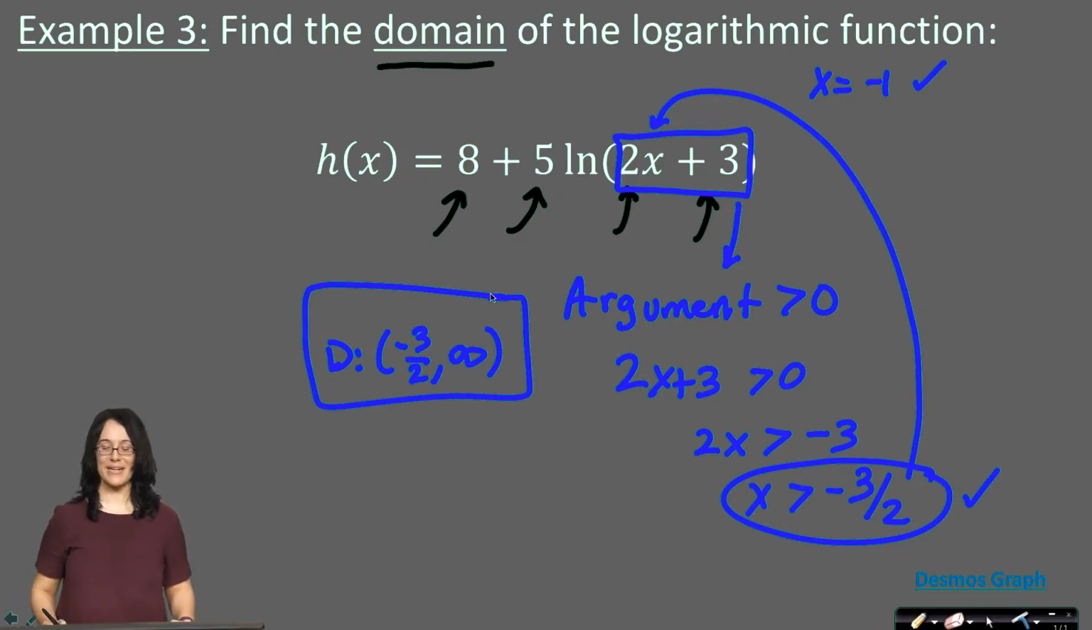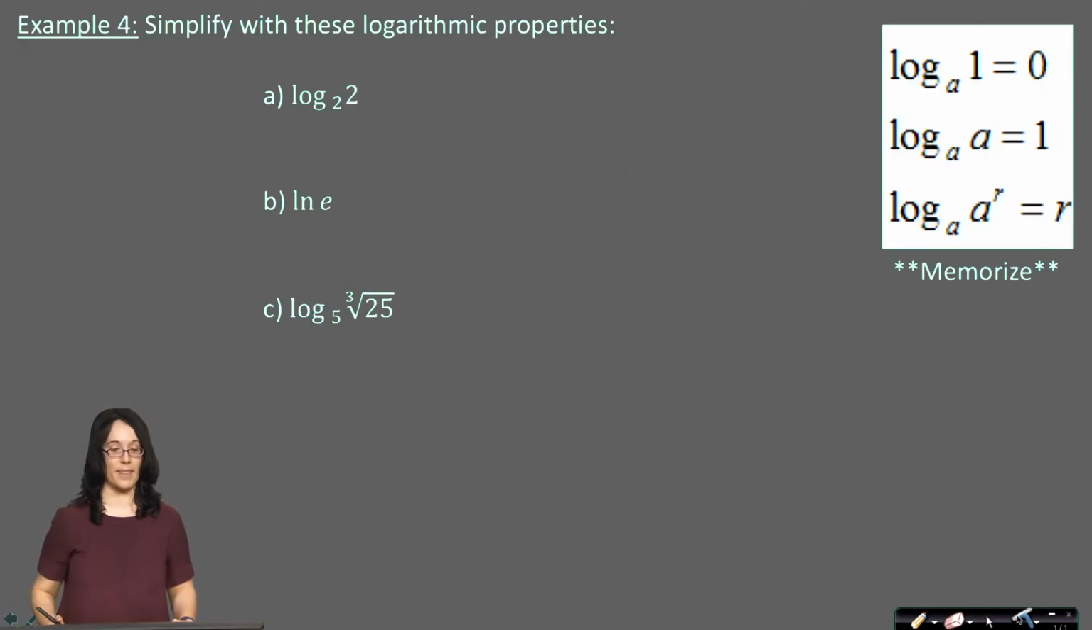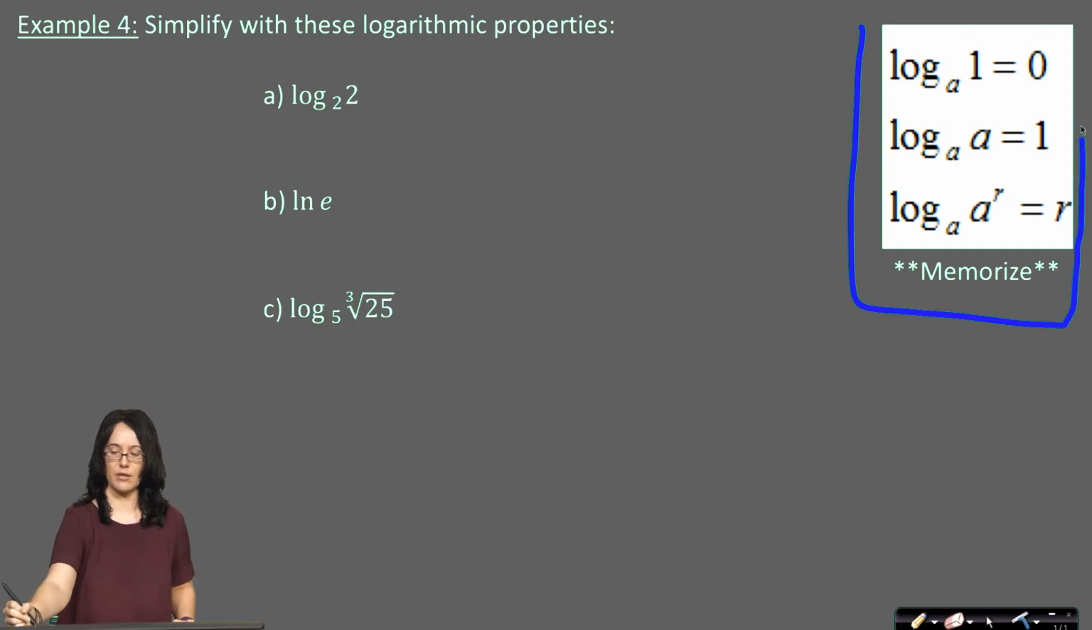All right, we have one more example. Let's head over to some log properties before we call this video a day. It says simplify with these logarithmic properties. Log base a of 1 equals 0, log base a of a equals 1, and log base a of a to the r equals r. I suggest that you memorize these 3. They're going to be so common, they will save you time. Otherwise, you have to rethink about it every single time.